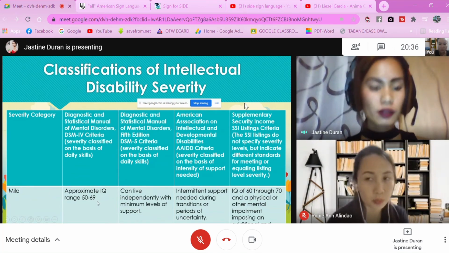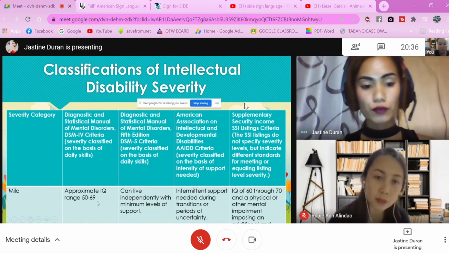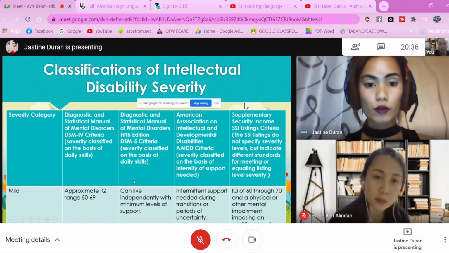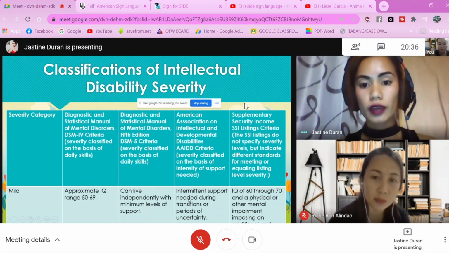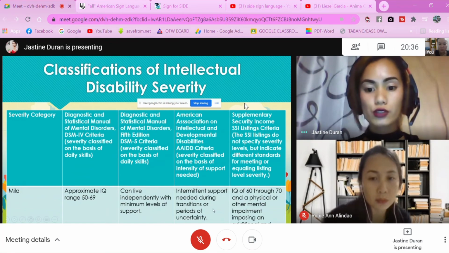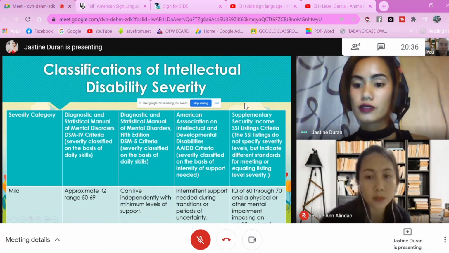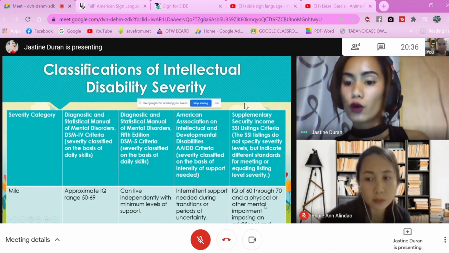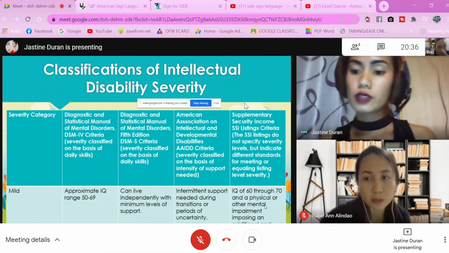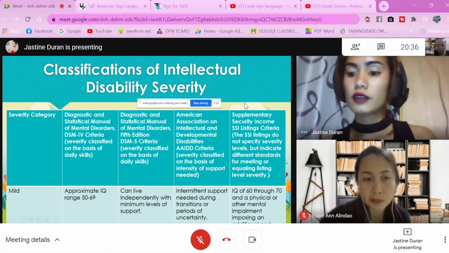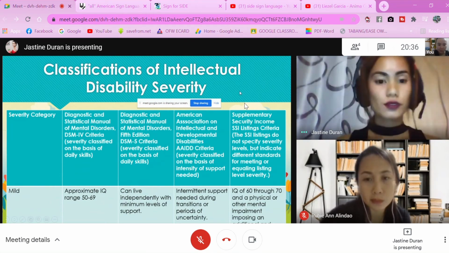So mild, the approximate IQ range is 50 to 69. Then according to DSM-5 criteria, can live independently with minimum levels of support. Then according to AAIDD criteria, intermittent support needed during transitions or periods of uncertainty. And then according to SSI listings criteria, IQ of 60 through 70 and a physical or other mental impairment imposing an additional limitation.